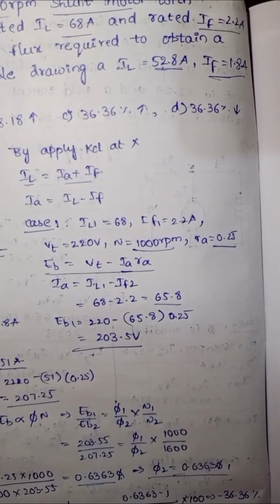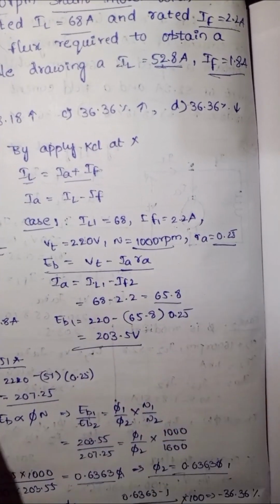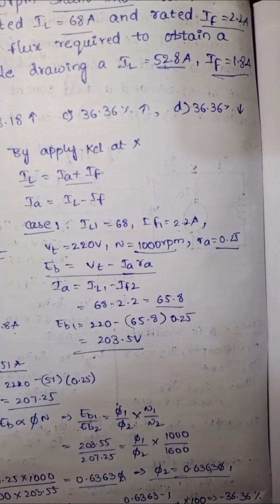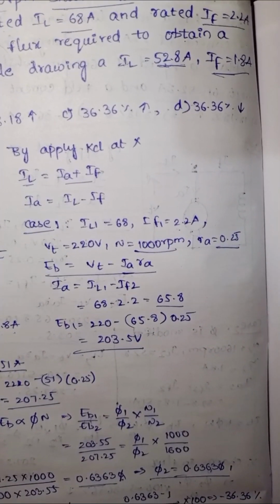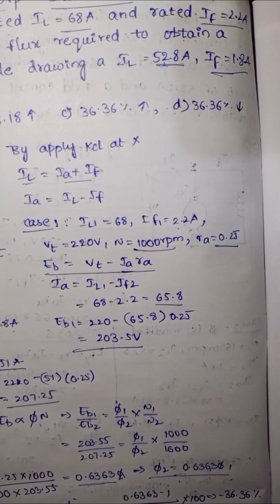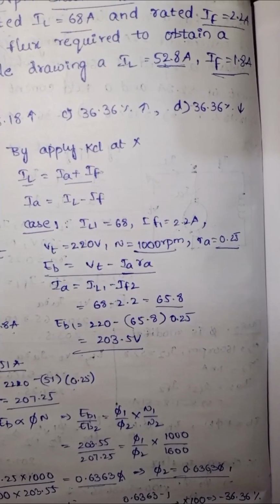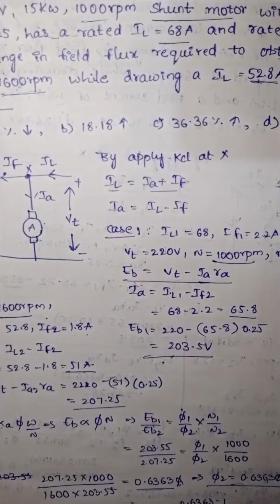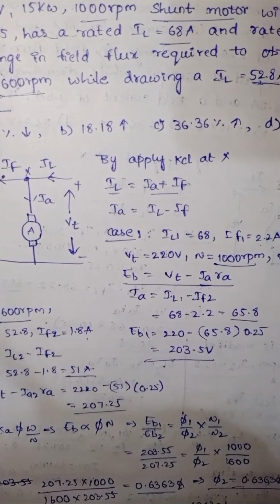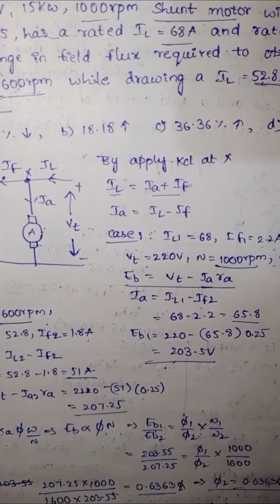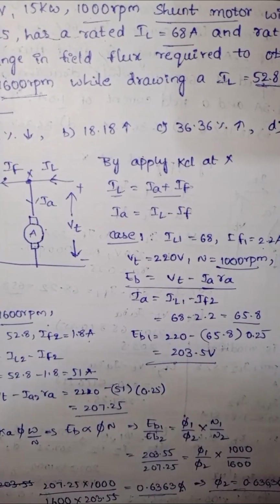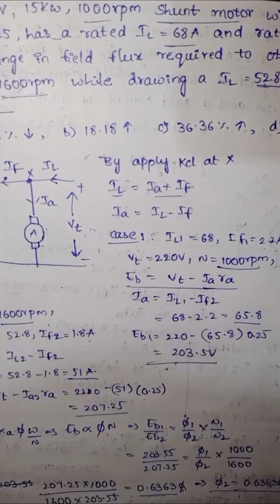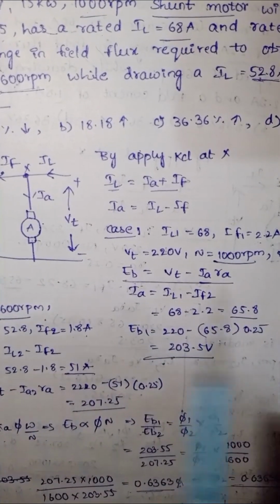Here he gave IF in the first case as 2.2 amps and in the second case 1.8 amps, and in DC machines flux is directly proportional to field current, so we could directly use this and solve. We would get minus 1.18. That is also available in the options, but that is wrong, because flux is directly proportional to field current only when the magnetization curve is linear. Here he didn't say whether it is linear or non-linear, we don't know, so we can't take that directly. So we solve this problem by using this process.